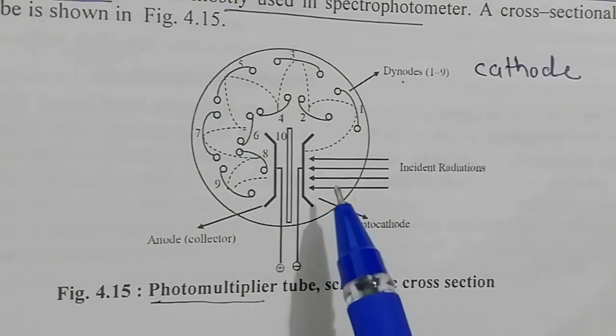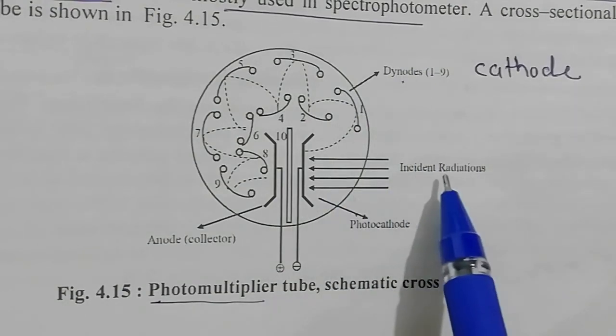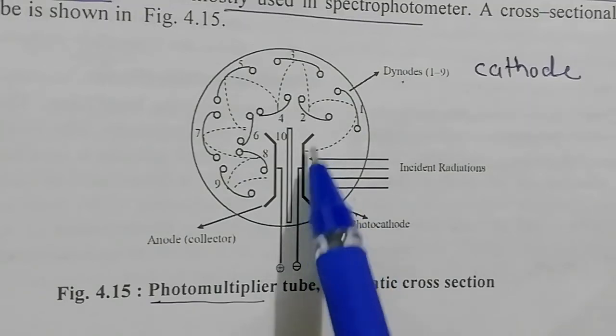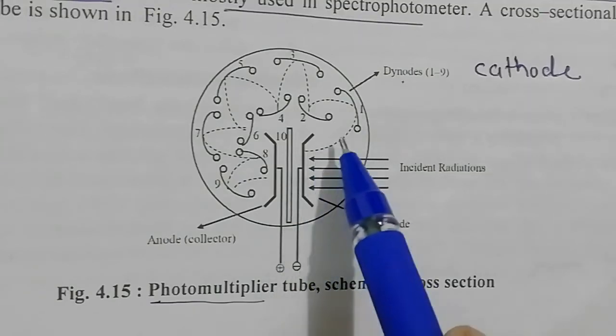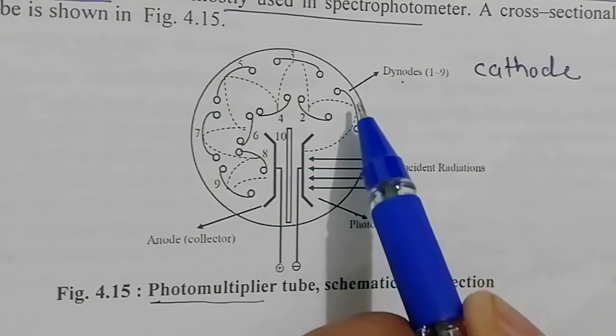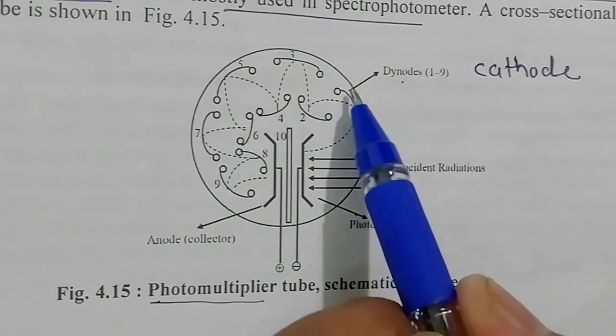So the photomultiplier tube is the most widely used detector in the spectrophotometer. Now how it works: when the light falls on the surface of this cathode, the photocathode, what happens? The electrons are emitted. Now these electrons are emitted and they are collected at this diode. This diode is also coated with photoemissive materials.